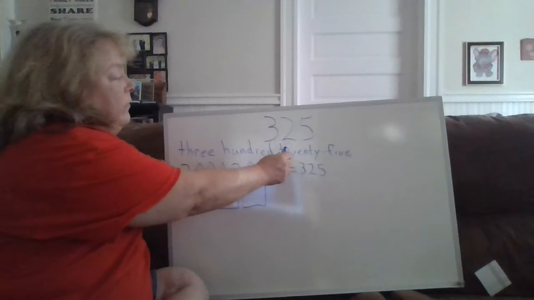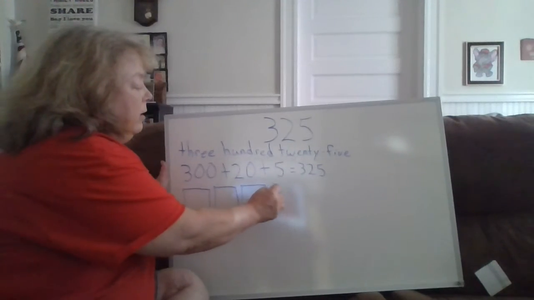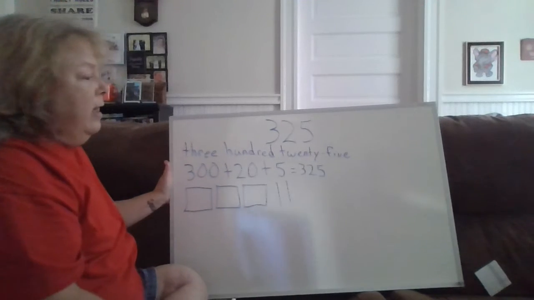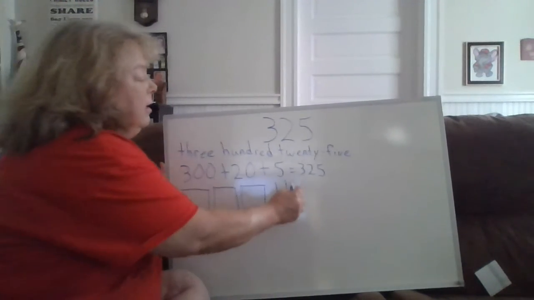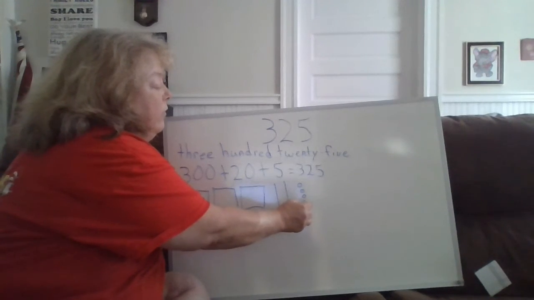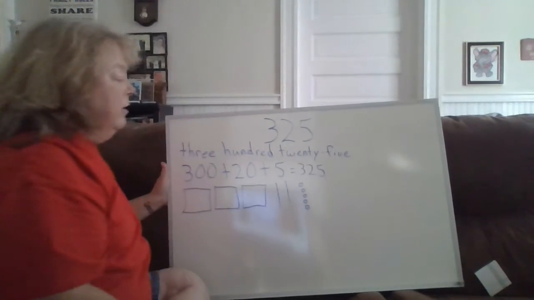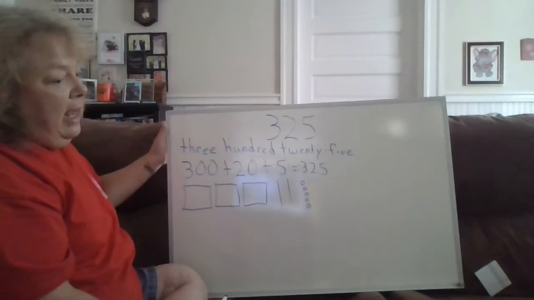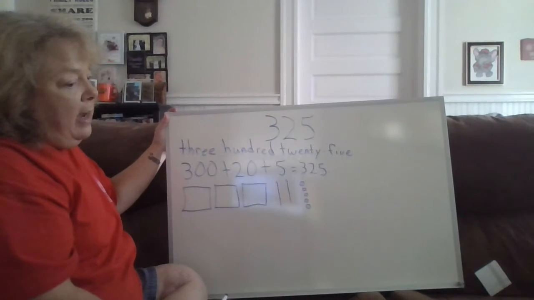And then I have 2 tens. I could do 1, 2. And then I have 5 ones. I just draw little circles. 1, 2, 3, 4, 5. So that makes 325.